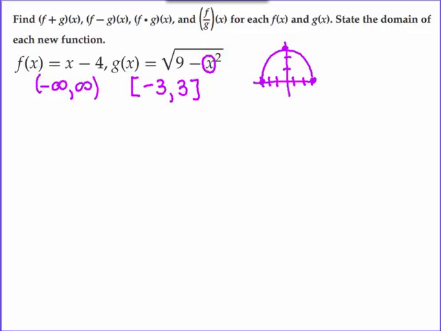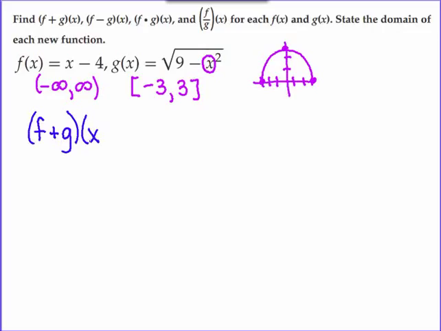It's actually a circle with a radius of 3, and we will learn how you can get that from where you started. But that's what the graph looks like. So now all we need to do is find f plus g of x. Okay, so here we go. F plus g of x.